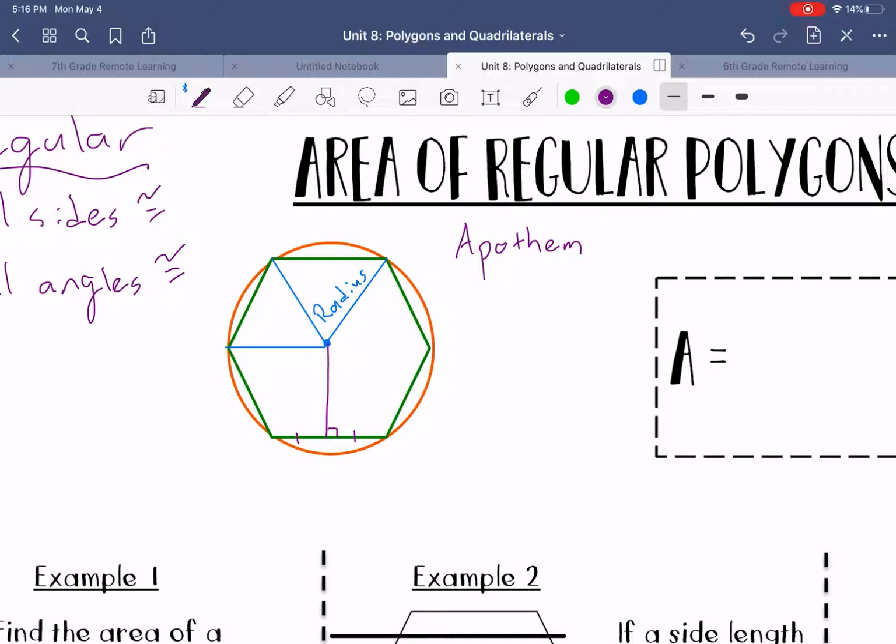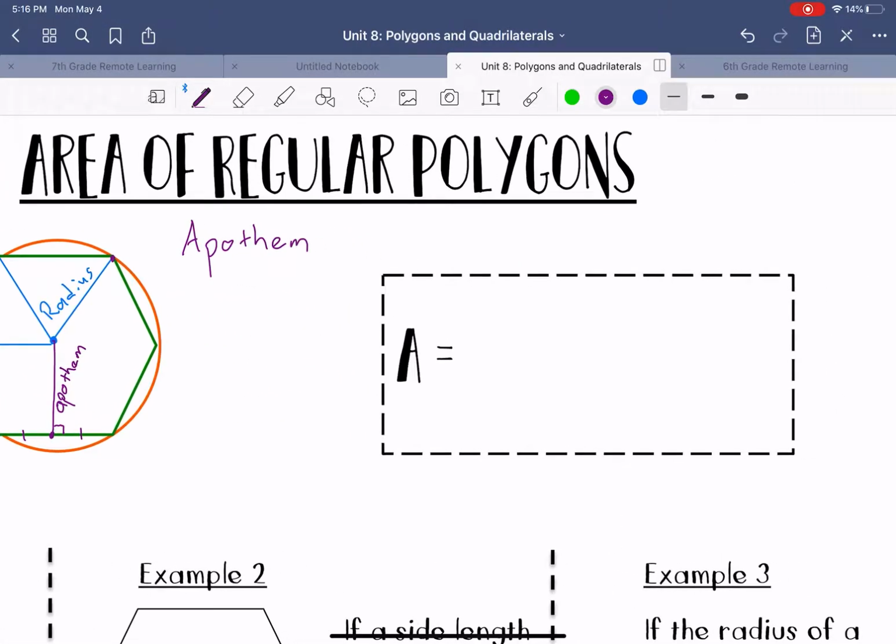It's really important that we don't mix up our radius and apothem. The radius goes from the center to a vertex. The apothem goes from the center to the midpoint of a side. Apothem. Okay, so now let's talk about the area formula.